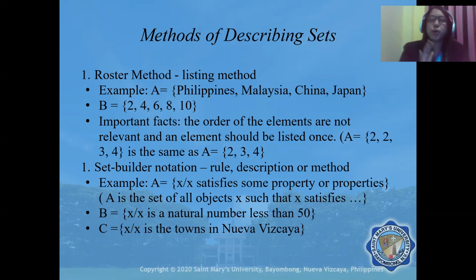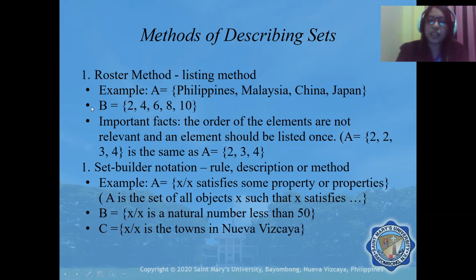We also have to consider the important facts in using the roster method. In using this, the order of the elements is not relevant, so we can actually disarrange them. Set B contains exactly the elements 2, 4, 6, 8, 10 only. Later we are going to introduce the word finite. It's a finite set: it contains a fixed number of elements, so the elements can be listed.